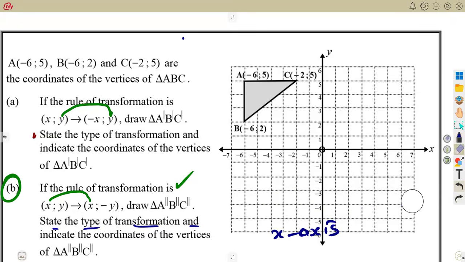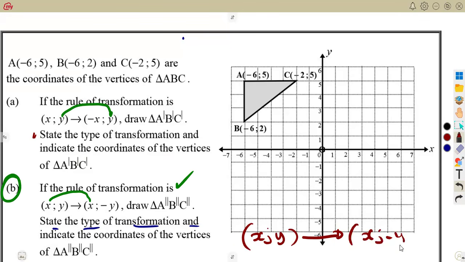About the x-axis. So it's a reflection about the x-axis. And we need the coordinate. So even if you don't understand, try to understand the rule on its own. (x, y) is going to give us (x, minus y). What does it mean? X remains as it is, but the y value is going to change to a minus, meaning to say every y value is going to be affected by a minus.